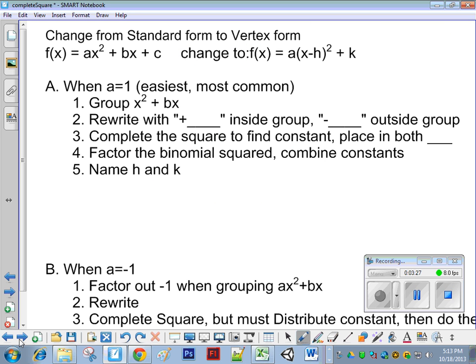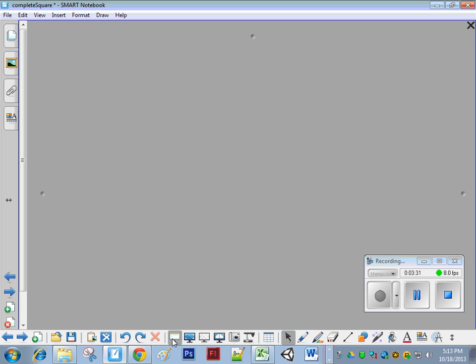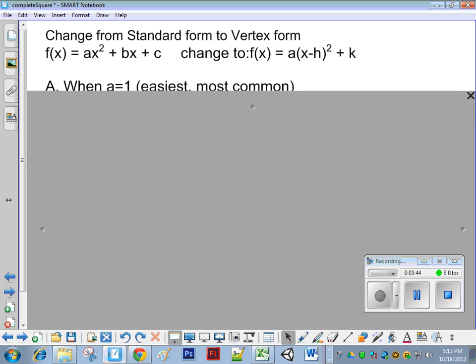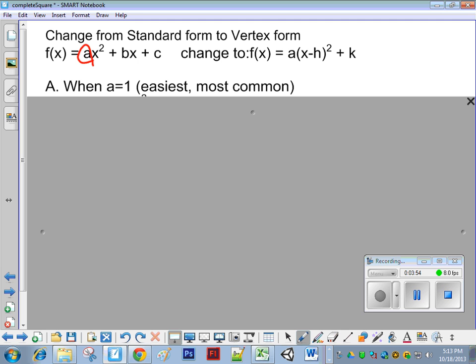Now next, let's see how it's most useful. Completing the square is basically a skill, and the skill will be used to help us convert from standard form of a quadratic function to vertex form of a quadratic function. So I'm going to show you a couple quick steps for this. Now the most common one is if this a value right here is 1. This a is actually the same exact number.